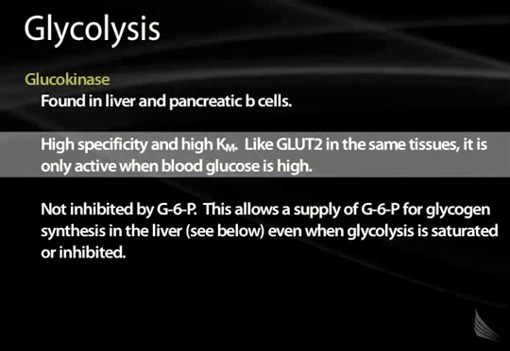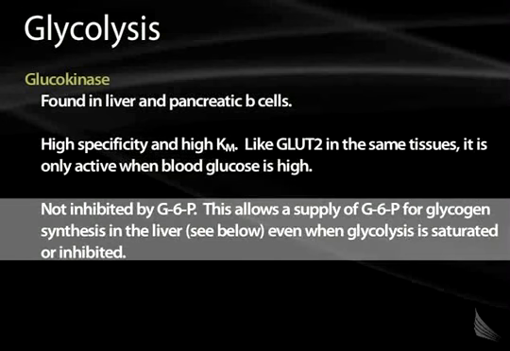Now one of the important features of glucokinase is it's not inhibited by glucose 6-phosphate. And so this allows a supply of glucose 6-phosphate for glycogen synthesis in the liver, even when glycolysis is saturated or inhibited. So unlike normal tissues in which we want to control the amount of glucose that enters the cell, we want a lot of glucose to be able to enter the liver cell so that we can store all of this excess glucose as glycogen. And so this ensures that all excess glucose enters the liver and the beta cells specifically.